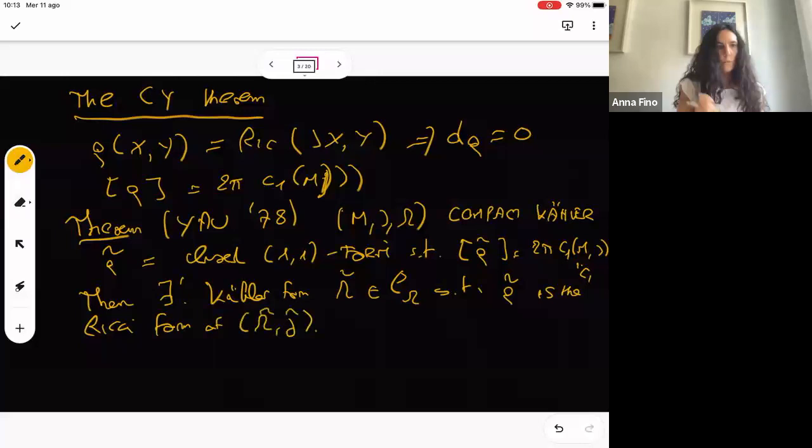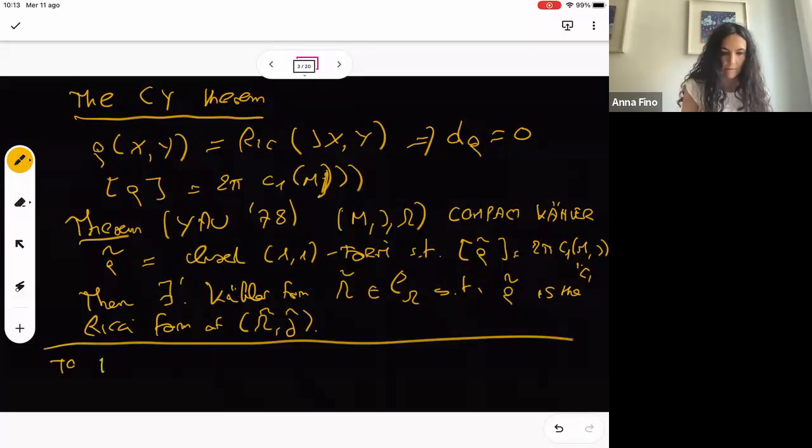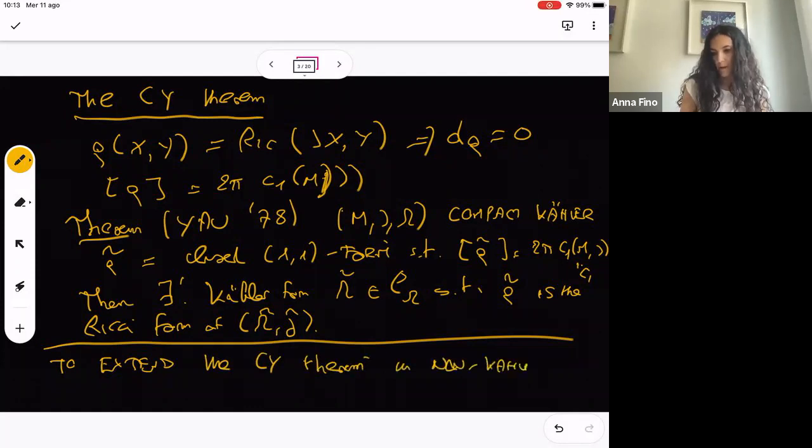So what we are saying here is that any representative of, let's say, the first Chern class can be written as the Ricci form of a Kähler form which is in the same class. This is what we are saying. And there was great interest to extend the Calabi-Yau theorem in the non-Kähler setting. And there are many extensions. Today we will see one, but Friday we will see another one, which is a little bit different.